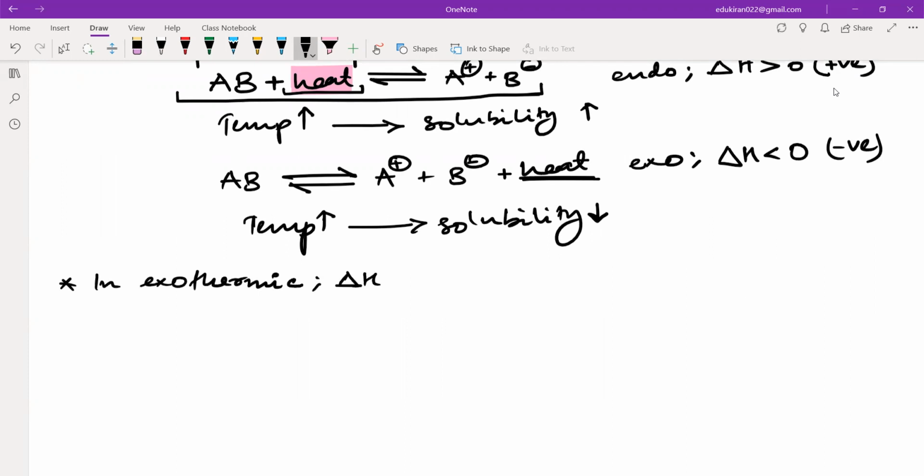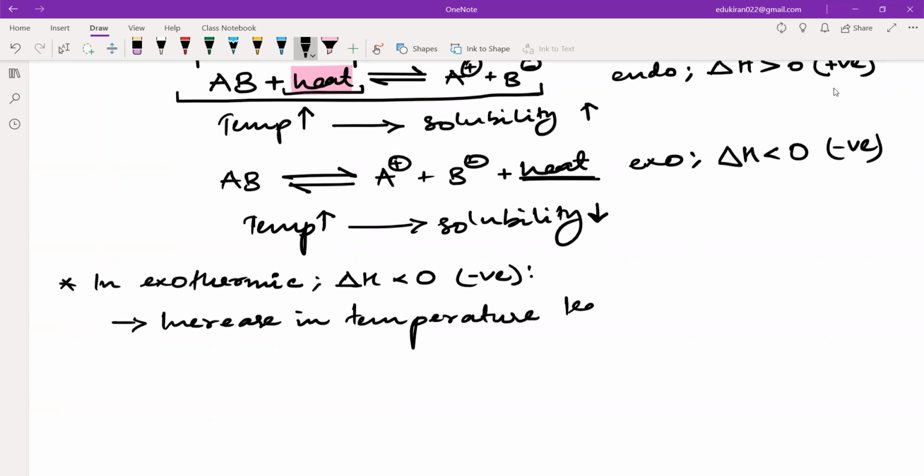In exothermic, where delta H is less than 0, that means it is negative, increase in temperature leads to decrease in solubility.